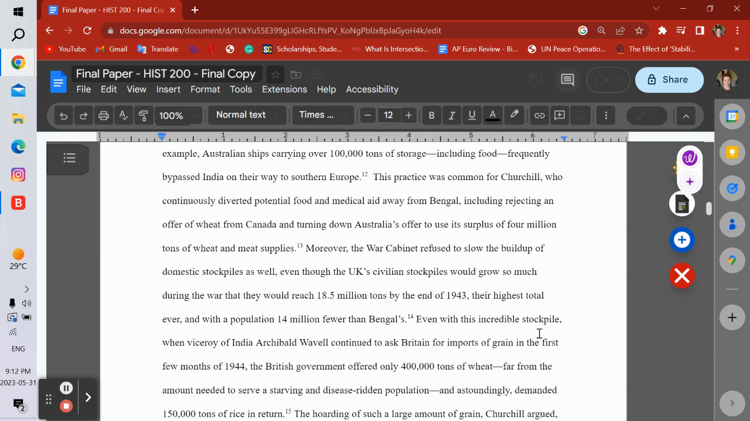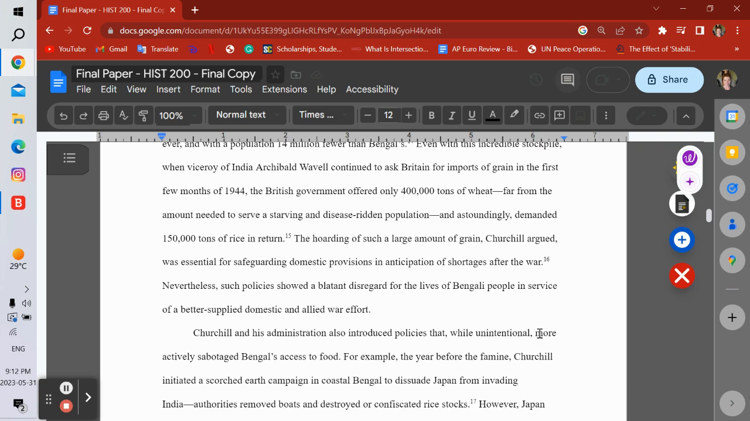Even with this incredible stockpile, when Viceroy of India, Archibald Wavell, continued to ask Britain for imports of grain in the first few months of 1944, the British government offered only 400,000 tons of wheat, far from the amount needed to serve a starving and disease-ridden population, and astoundingly demanded 150,000 tons of rice in return.